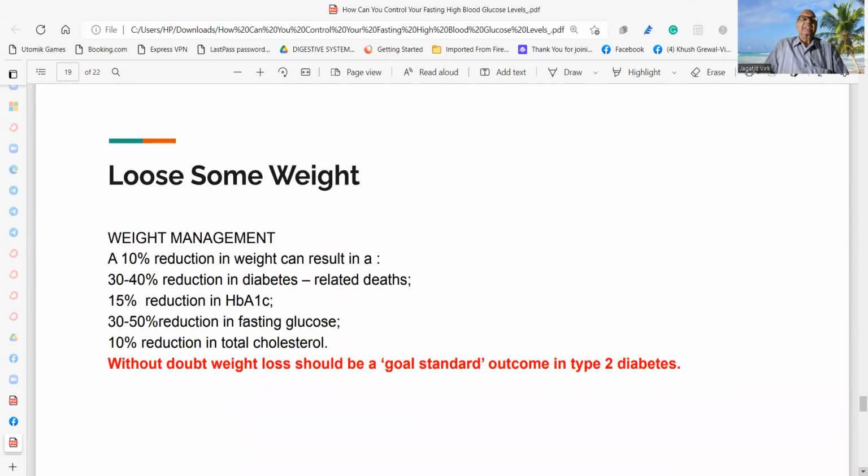Lose some weight. Weight management. A 10% reduction in weight can result in a 30 to 40% reduction in diabetes-related deaths, 15% reduction in HbA1c, which is the average blood glucose level of 3 months, 30 to 50% reduction in fasting glucose, and 10% reduction in total cholesterol. Without doubt, weight loss should be a gold standard in type 2 diabetes.